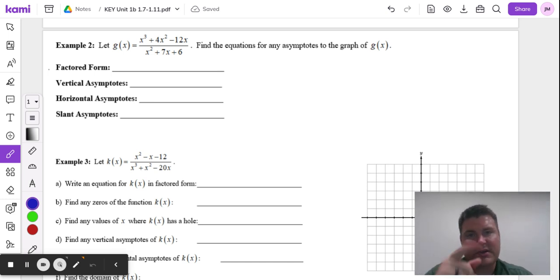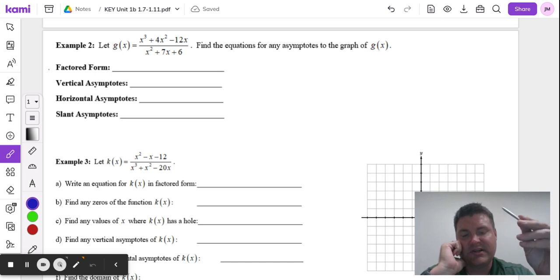Okay, for this first one right here, example 2, we're going to find all of these equations of the asymptote. So real quick note here, if you have a horizontal asymptote, there is no slant. So you can't have a horizontal and a slant asymptote. It's not possible. Okay, here we go.